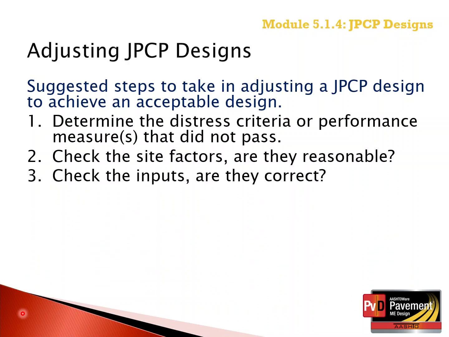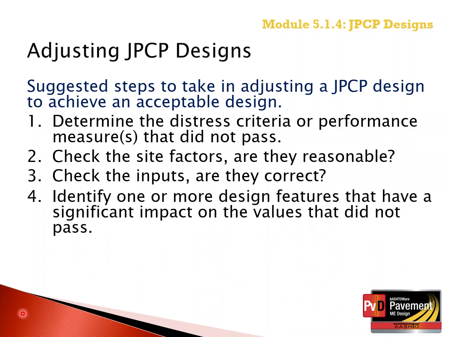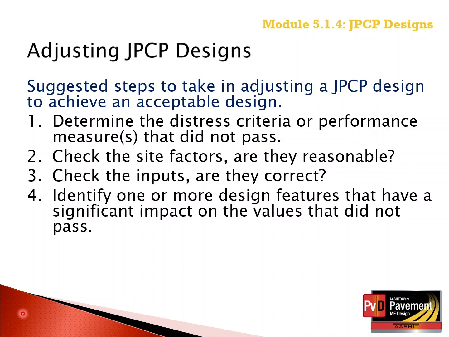The third is to check the inputs. Are they correct? In other words, have we made a blunder in entering the values for the inputs? So checking the site factors and checking the inputs are steps that should be taken to ensure that they are correct and reasonably represent our pavement structure. The fourth is to identify one or more design features that have a significant impact on the values that did not pass.